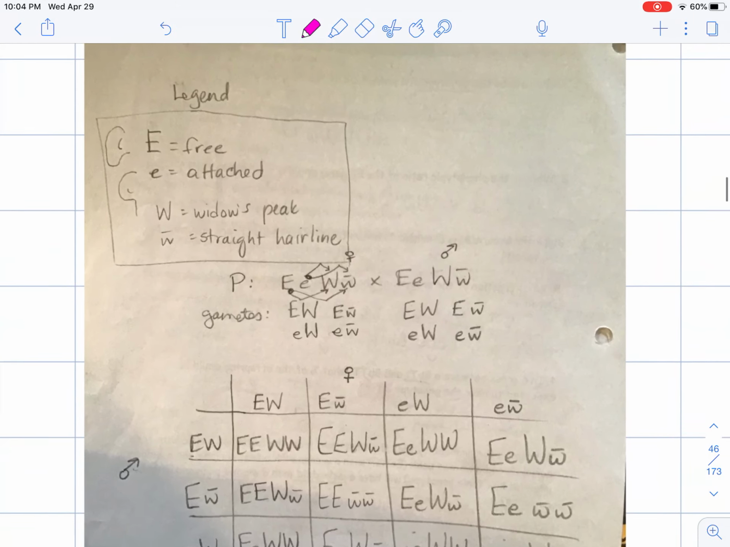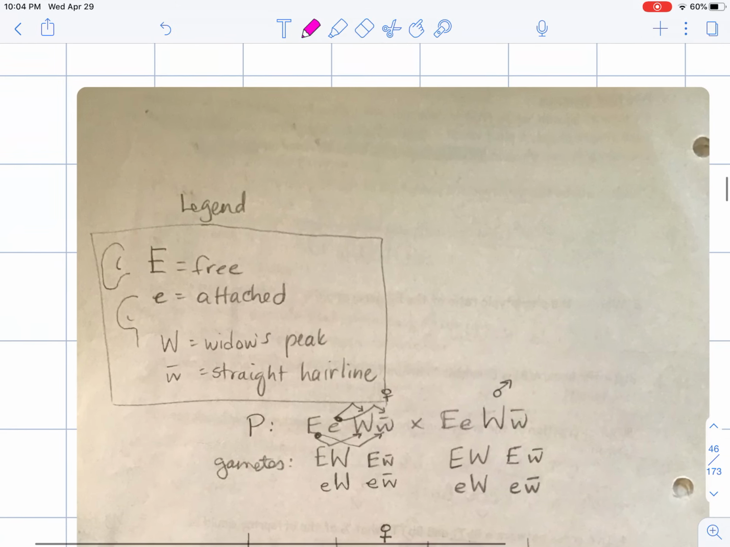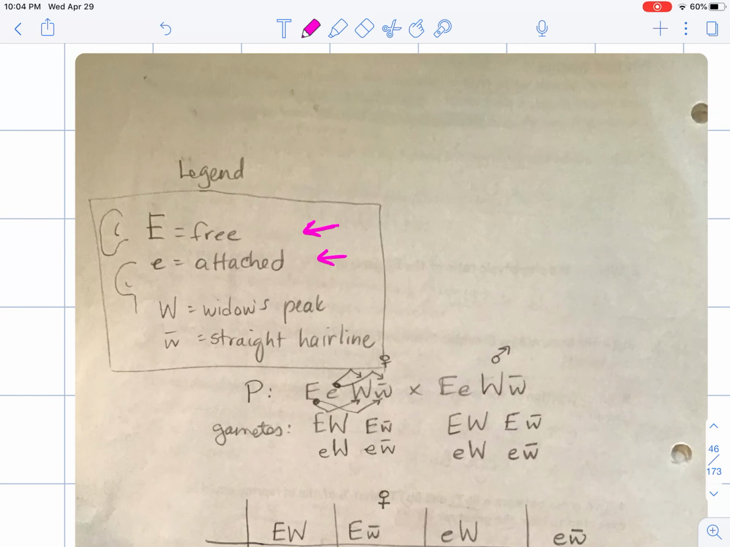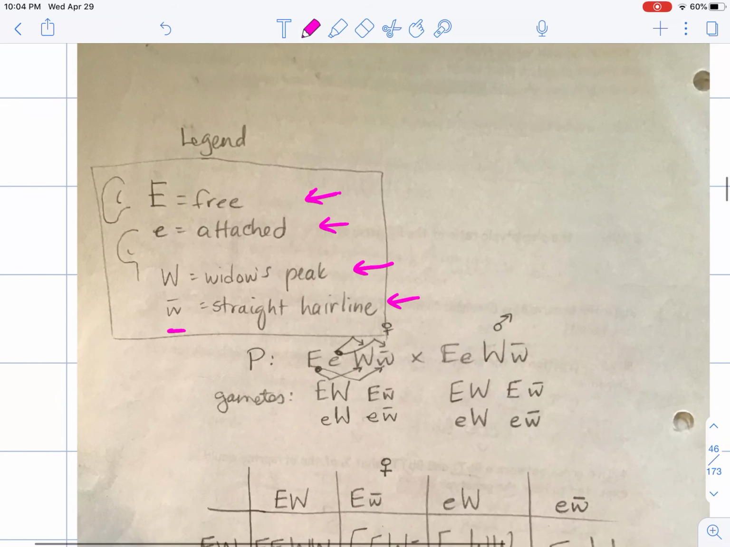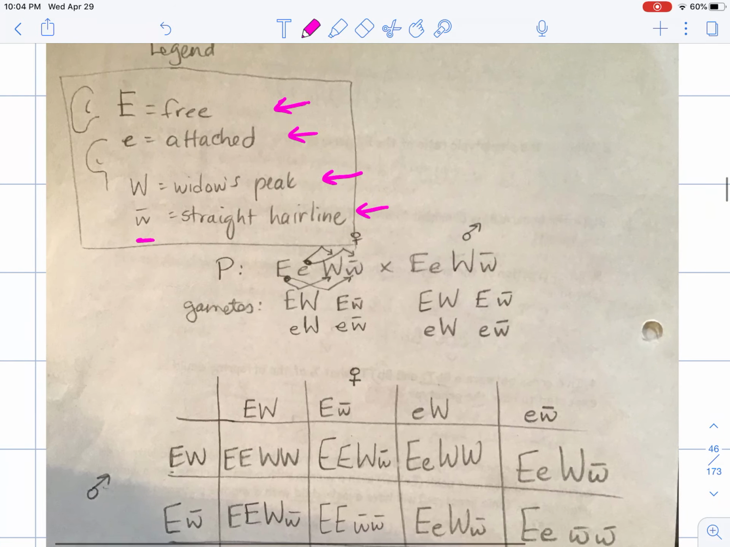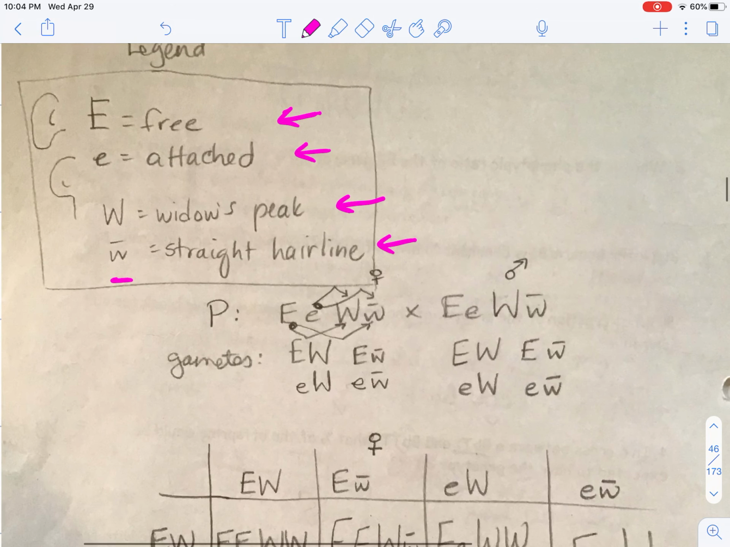Okay, for my last question on number 5, it's indicated right here that for the legend, they were talking about free or attached earlobes. They told you free was a big E, attached was a little e, and the other gene they talked about was widow's peak being dominant and straight hairline being recessive. So you can see I put a little line over the little w, but that's the legend that we're using for question 5.